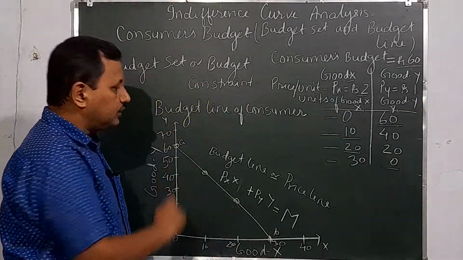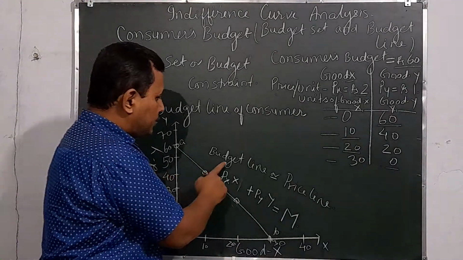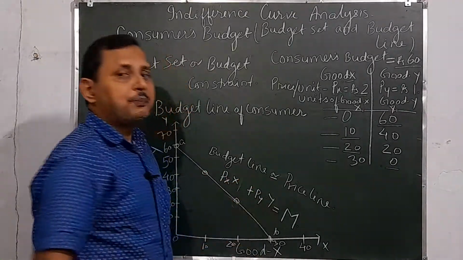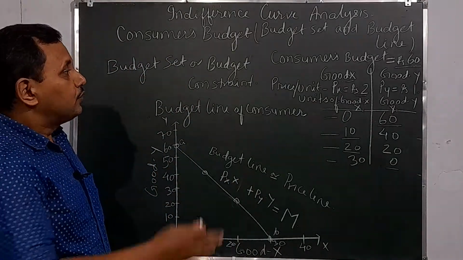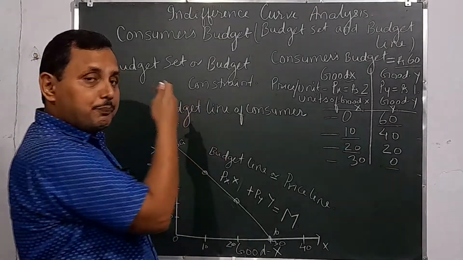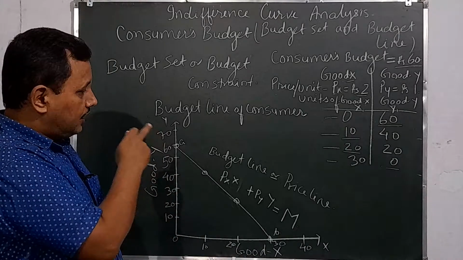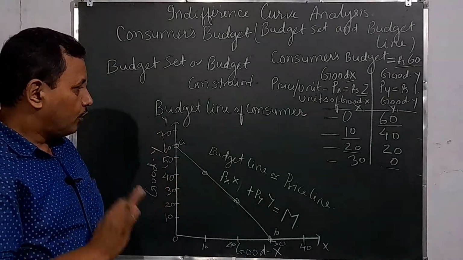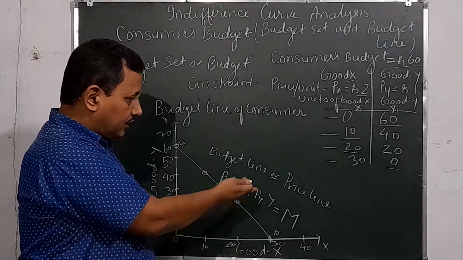If we join all these points, we get a straight line. This line is known as the budget line or price line. So if we represent the budget set graphically, the line we get is known as the budget line or price line.